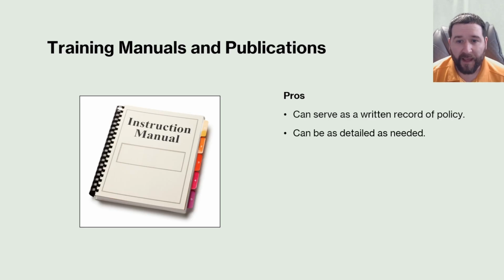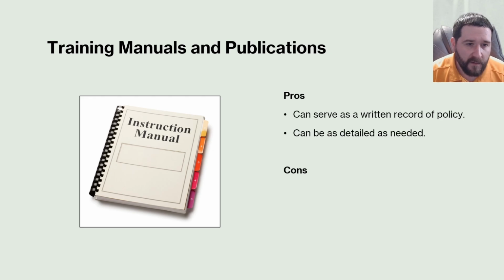Training manuals and publications, you can make them as detailed as needed, right? These are a little more long form communication where an employee is not expected to consume that whole communication piece at once, right? They might go to this manual to look something up. They might go there to refer to a specific section, right? So you can be as detailed as needed because you know they're not going to consume the whole piece at once, okay? So you can include those details so that they can look them up as needed.